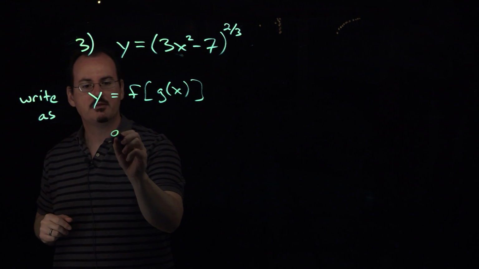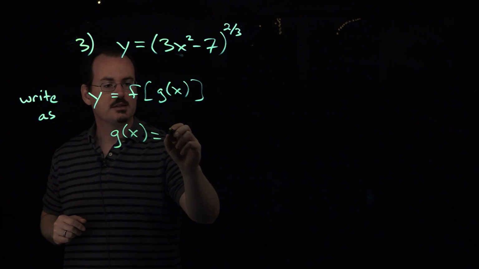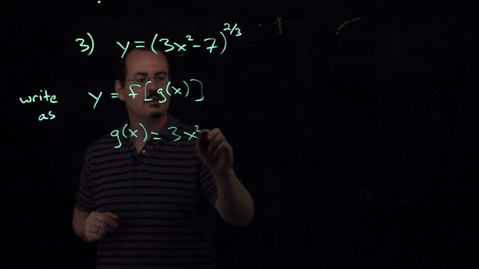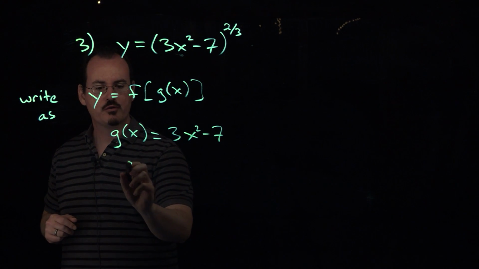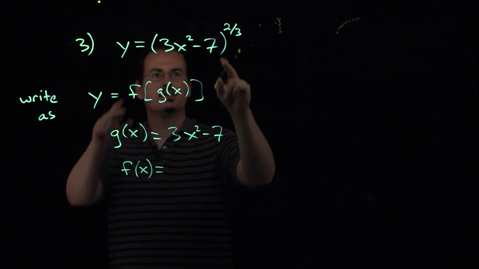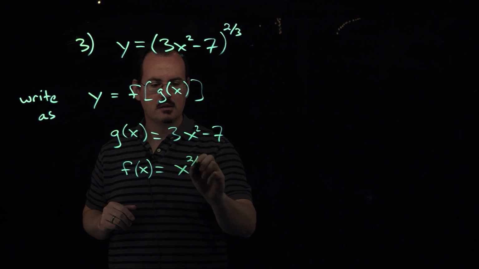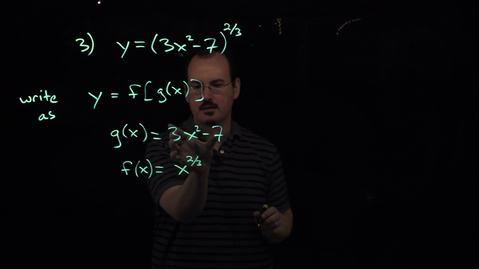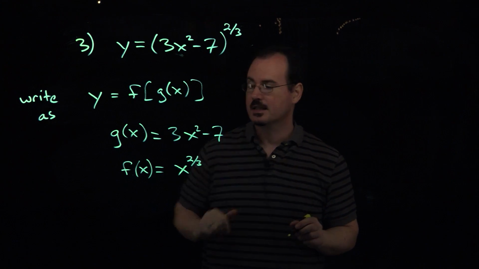So if we make the g function 3x squared minus 7, and then make the other function, the so-called outer function, x to the 2/3 power, then notice what happens when I take that one and plug it into that one. I'm going to get exactly that, right?